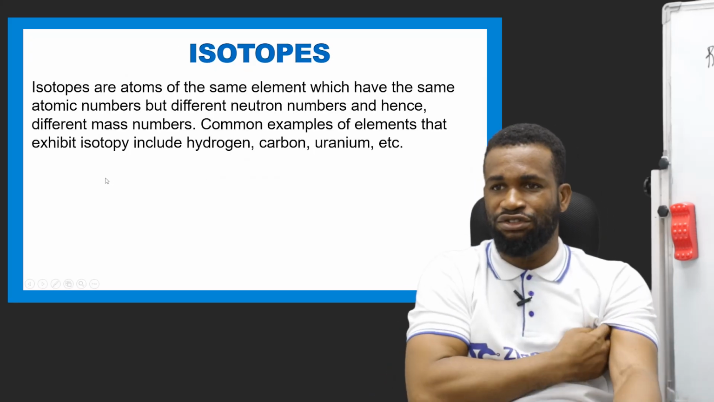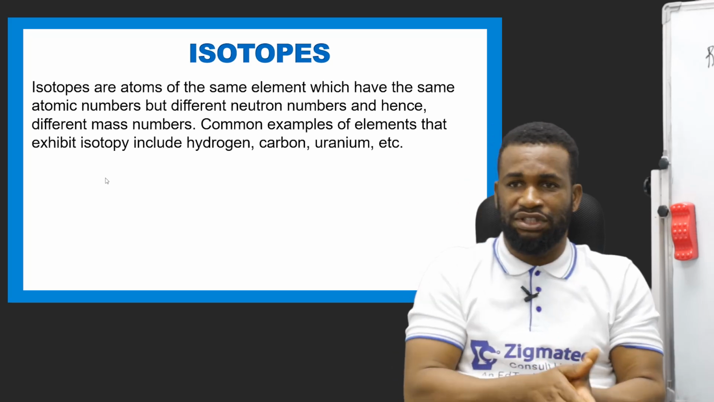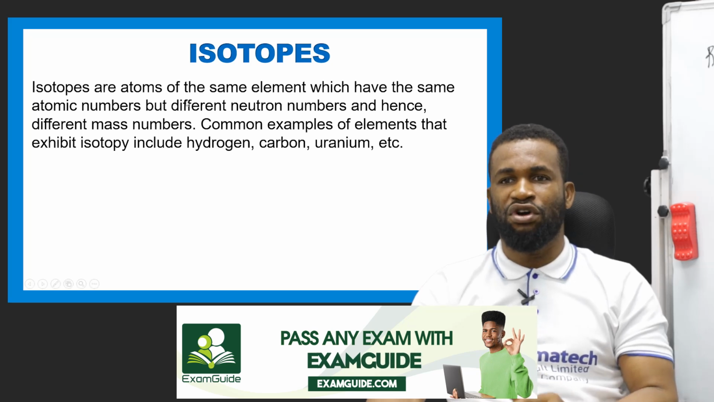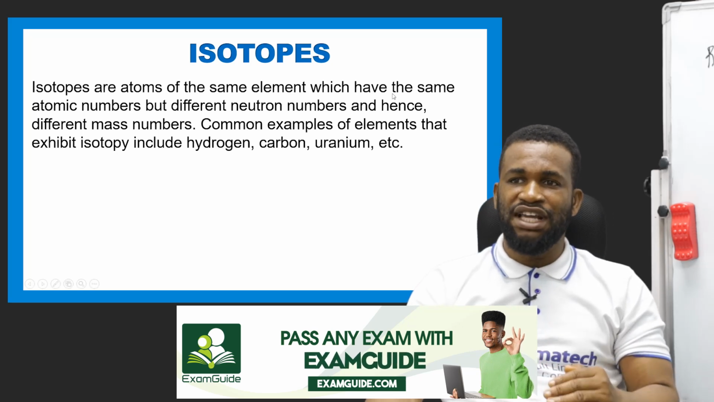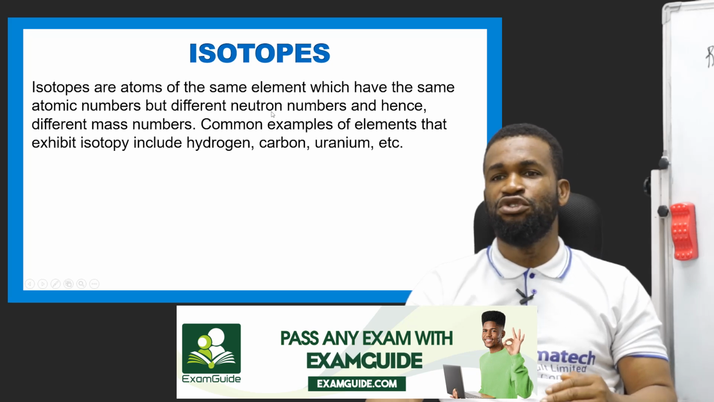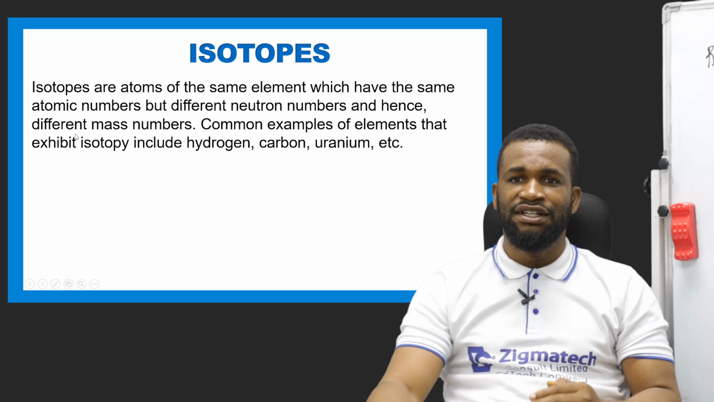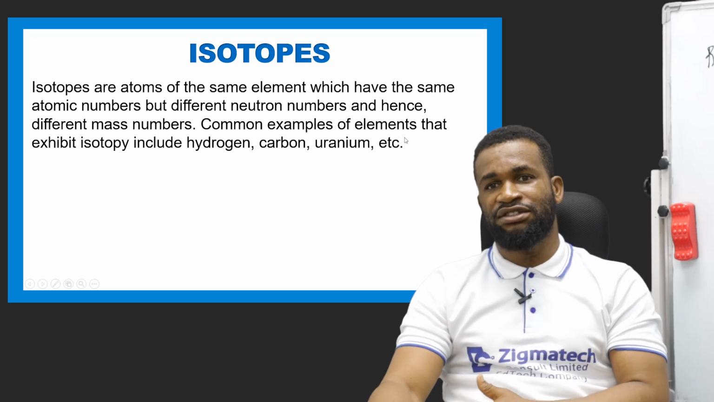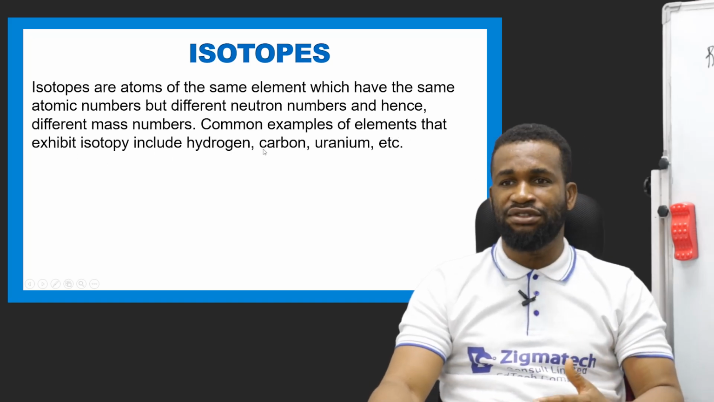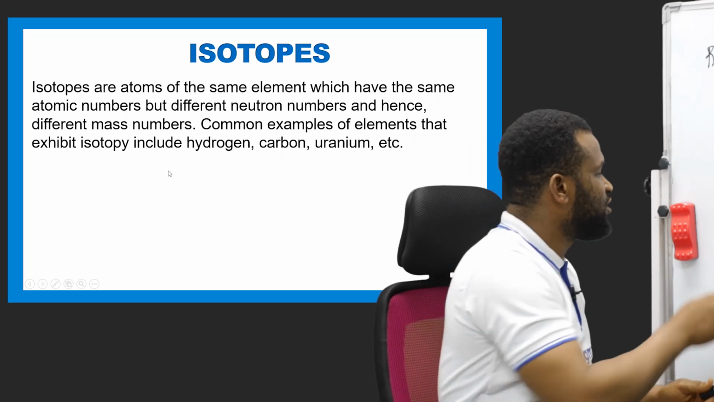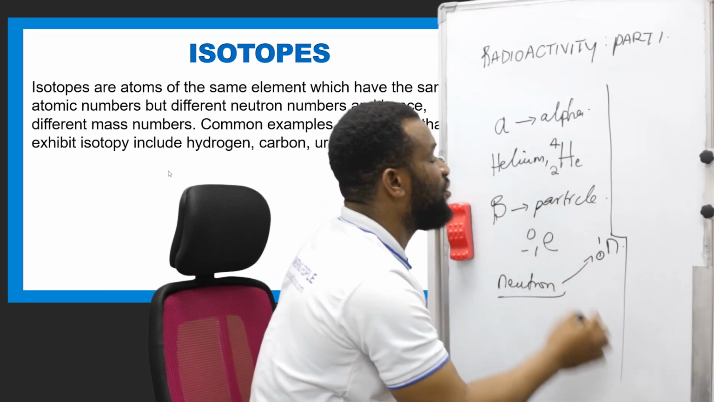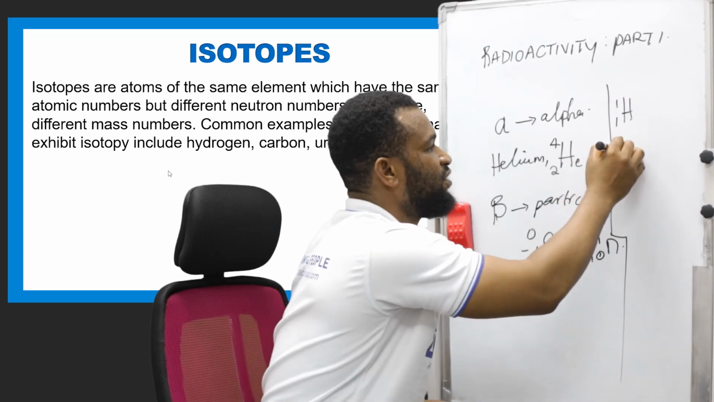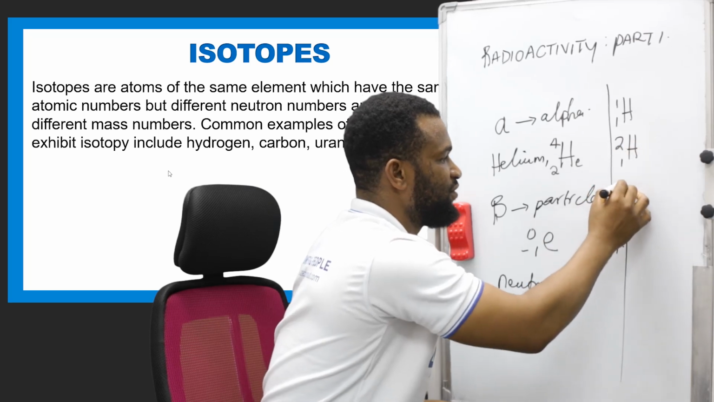Now, we talked about isotope, we talked about stable isotope and unstable isotope, but the question is, what is this isotope? Isotopes are atoms of the same element which have the same atomic number but different neutron numbers, and hence different mass numbers. Common examples of elements which exhibit isotopy include hydrogen, carbon, and uranium. For example, hydrogen, you can understand that we have this kind of hydrogen, and we also have this kind of hydrogen. We also have this kind of hydrogen.